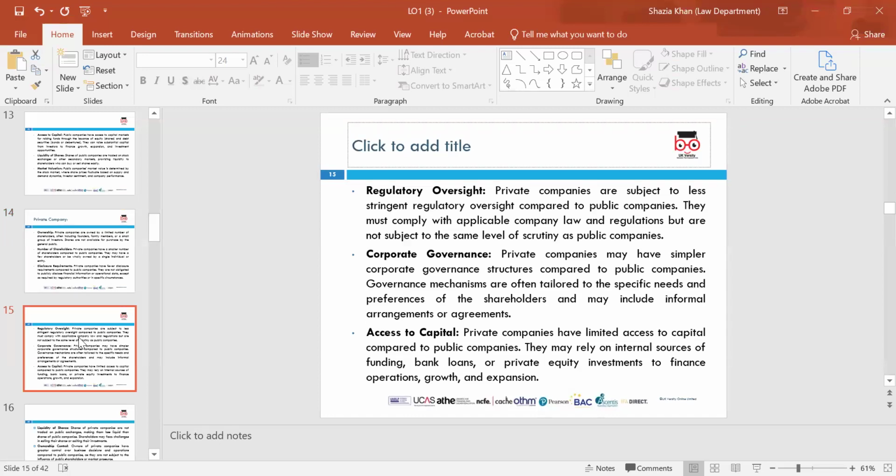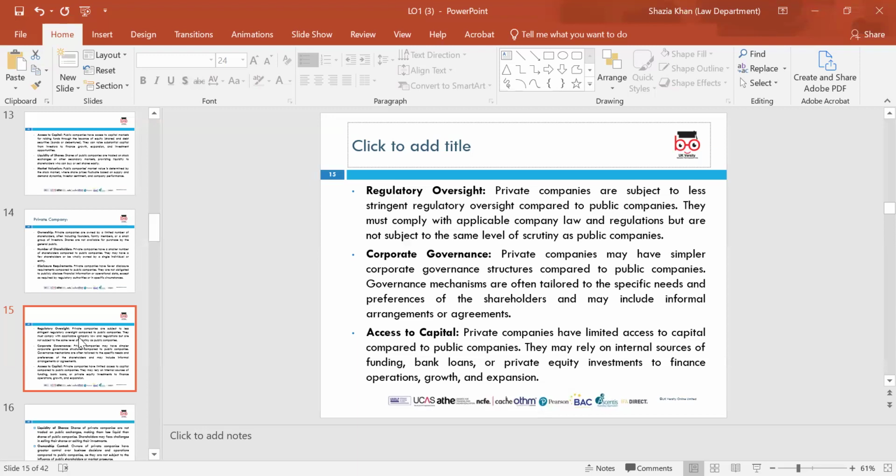So regulatory oversight of private companies. Private companies are subject to less stringent regulatory oversight compared to public companies. They must comply with applicable company law and regulations, but are not subject to the same level of scrutiny as public companies. Corporate governance. So private companies may have simpler corporate governance structures compared to public companies.